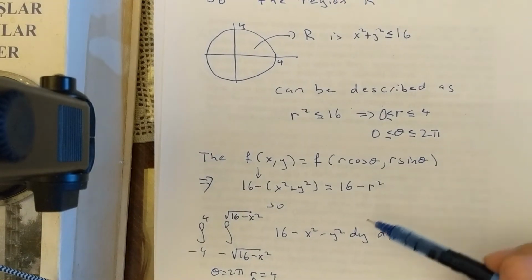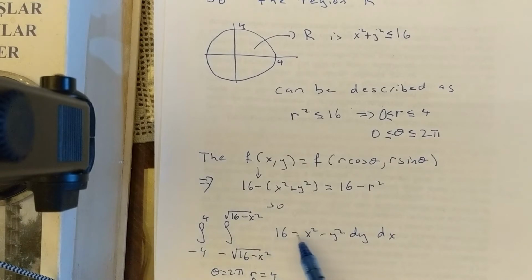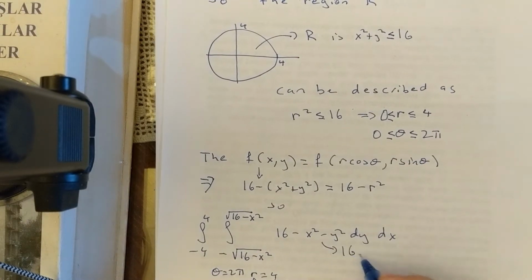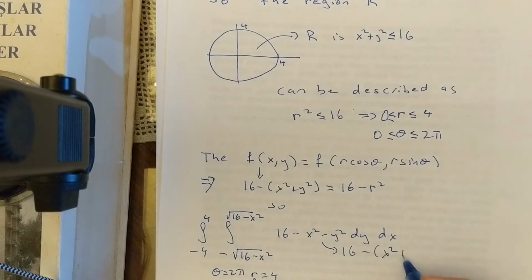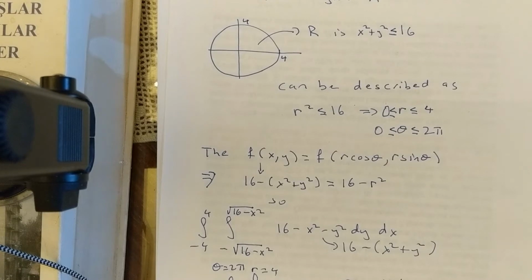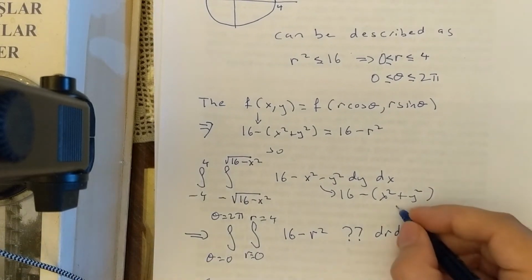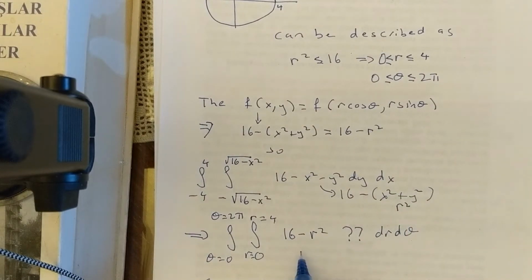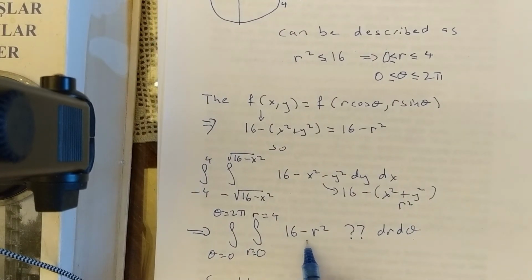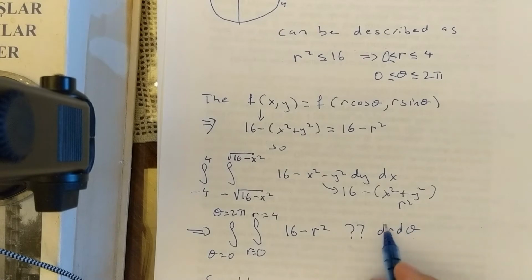Now the function itself, what was the function? The function itself was 16 minus x squared minus y squared. Well, this is the same thing as 16 minus x squared plus y squared. And remember, x squared plus y squared was equal to r squared. So the function itself is pretty simple in polar coordinates as well. It's just 16 minus r squared. Then, of course, I'm going to integrate this with dr d theta.